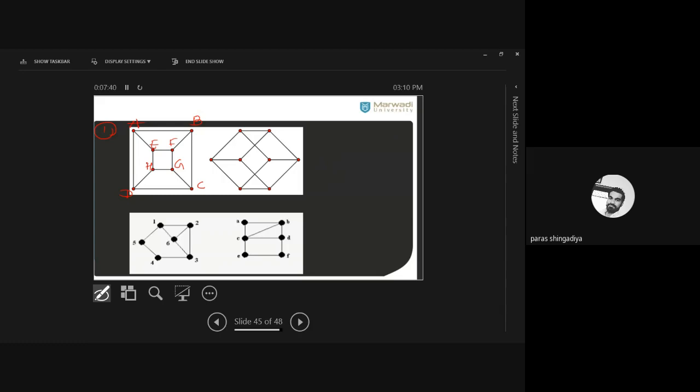What is the degree of A in the first graph? The degree of A is equal to 3. So find such a vertex in the second graph whose degree is 3. Find one vertex in the second graph whose degree is 3. That is case 1. Now in case 2, A is adjacent with 3 more vertices: B, E and D.